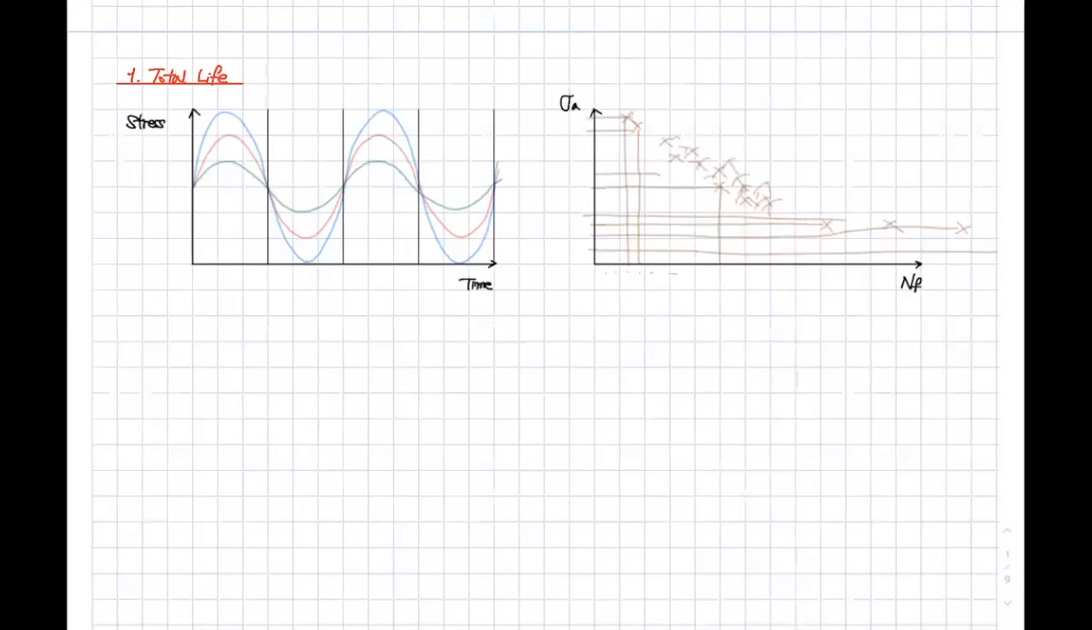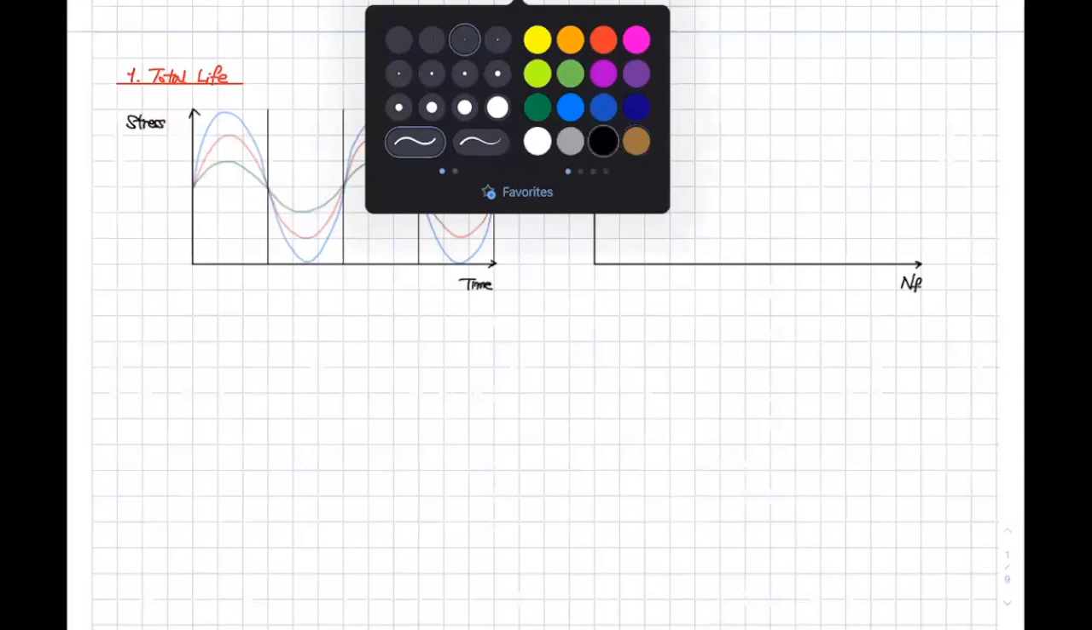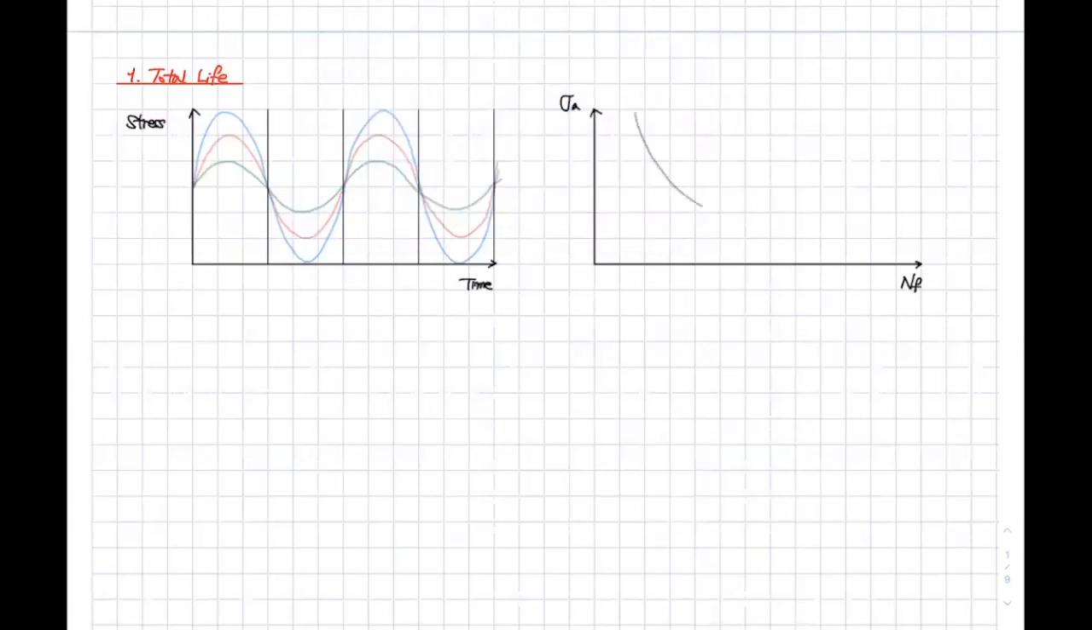Okay, so let's remove these dots. And then let's try to see it more arranged and more idealized as a curve. Something like this.